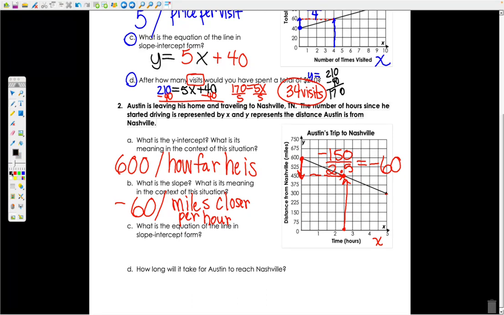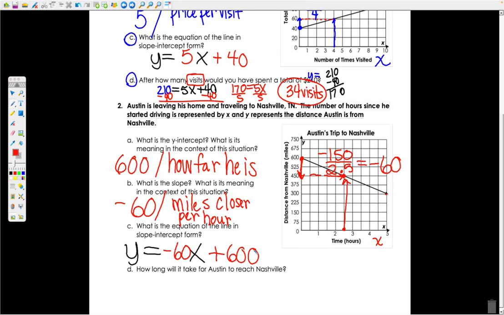If you are writing slope-intercept form, you got a y equals, and then you have to substitute your slope and your y-intercept. Say it again, negative 60, thank you, plus 600. This is my equation. Again, part D, you really don't have to substitute the value in the equation. You can just figure it out based on the number of miles it takes to get there and how many he's knocking off per hour. So you could just do it that way and divide.